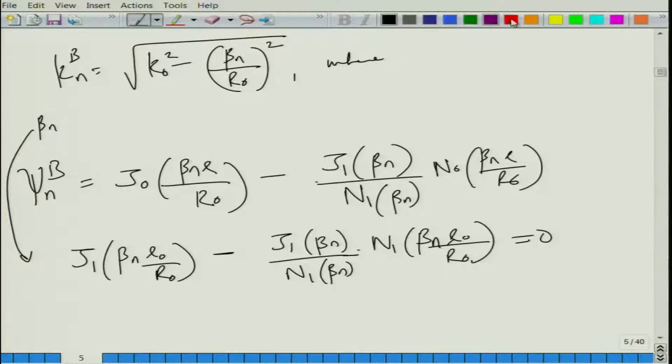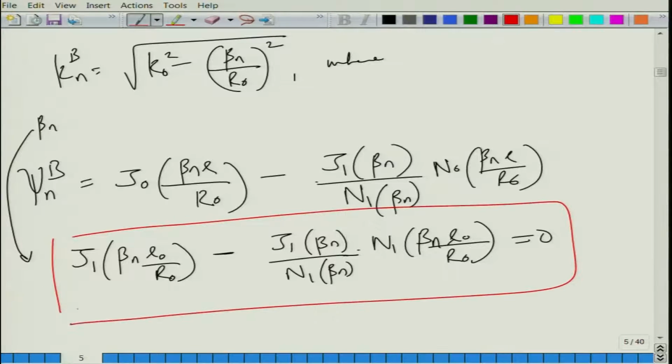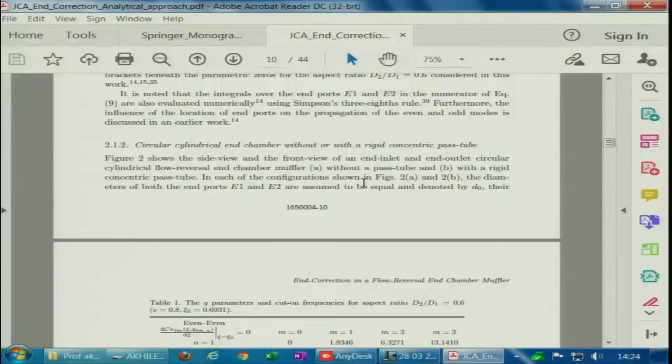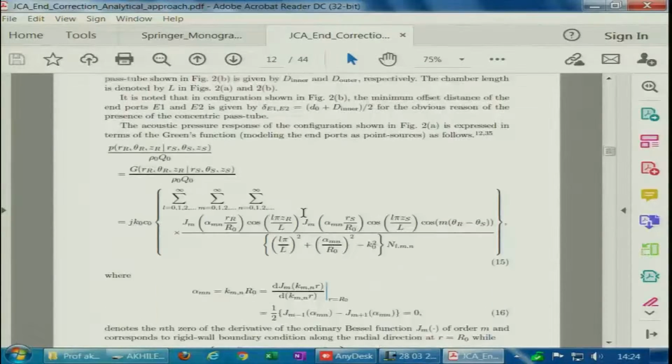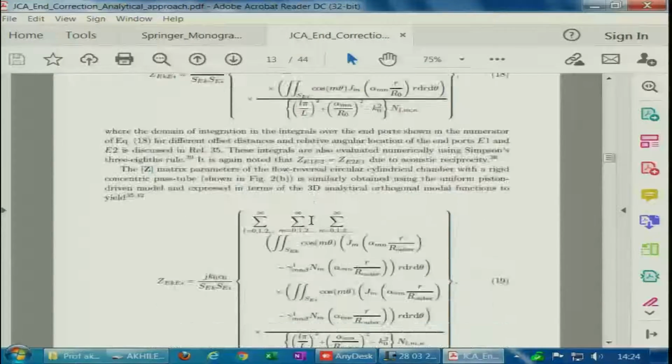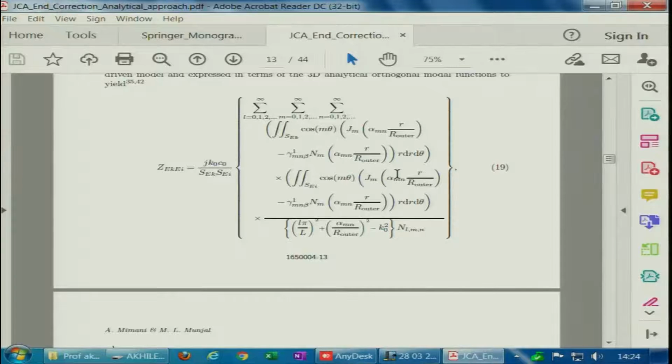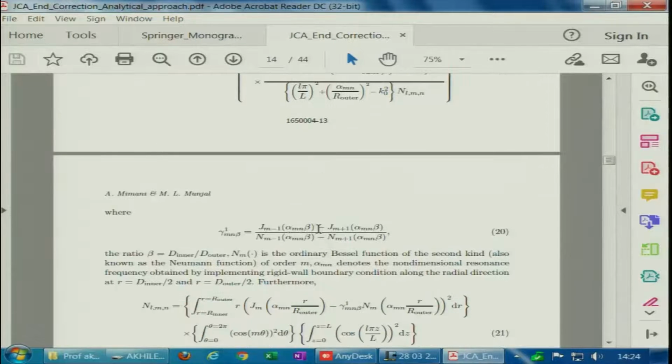So, this equation has to be solved numerically only, for a circular cylindrical chamber with a rigid concentric pass tube. This is how the Green's function looked, but we are not really considering the Green's function. The form is the same. Here I am calling it m, for non-zero values of m, that is 1, 2, 3, 4, but for the concentric extended inlet and outlet, m is only 0, and gamma 1 is basically this thing.